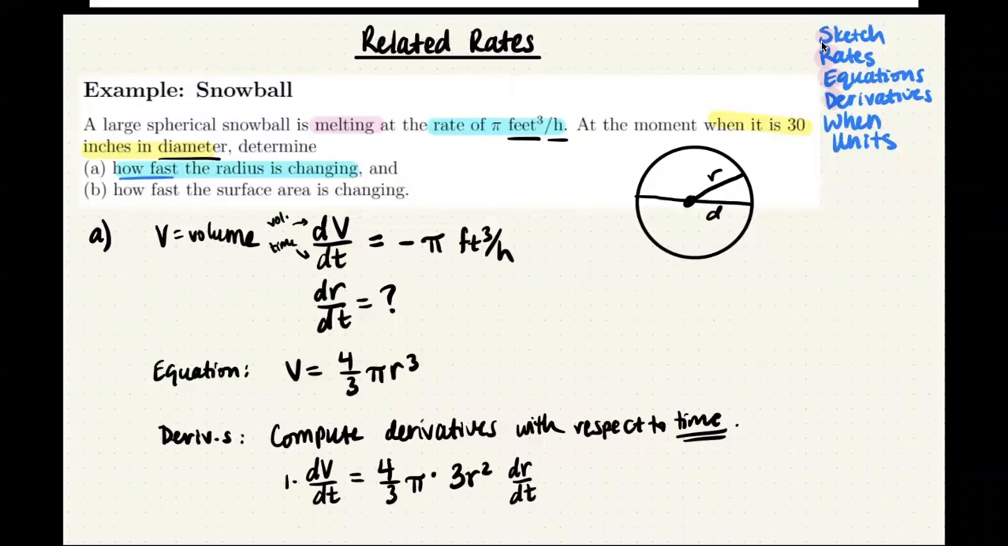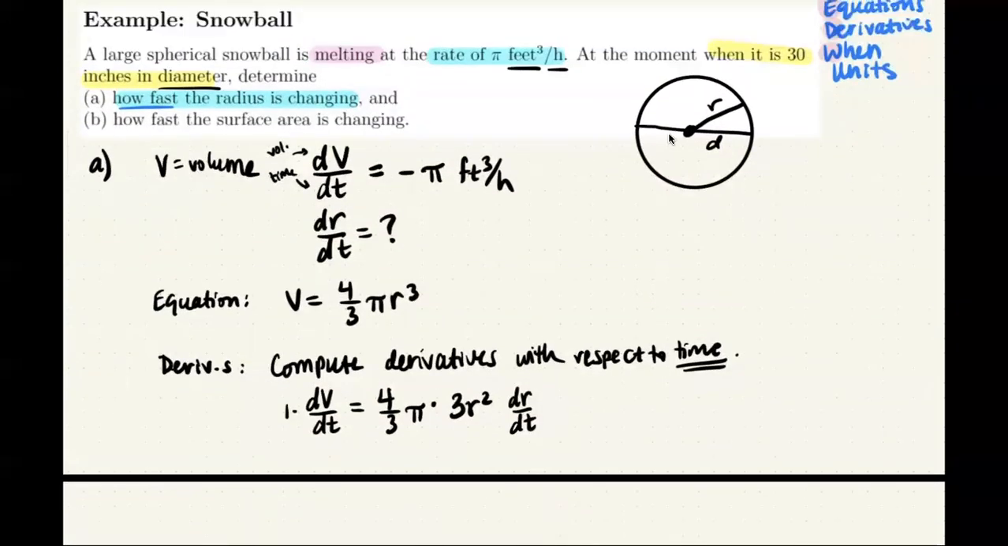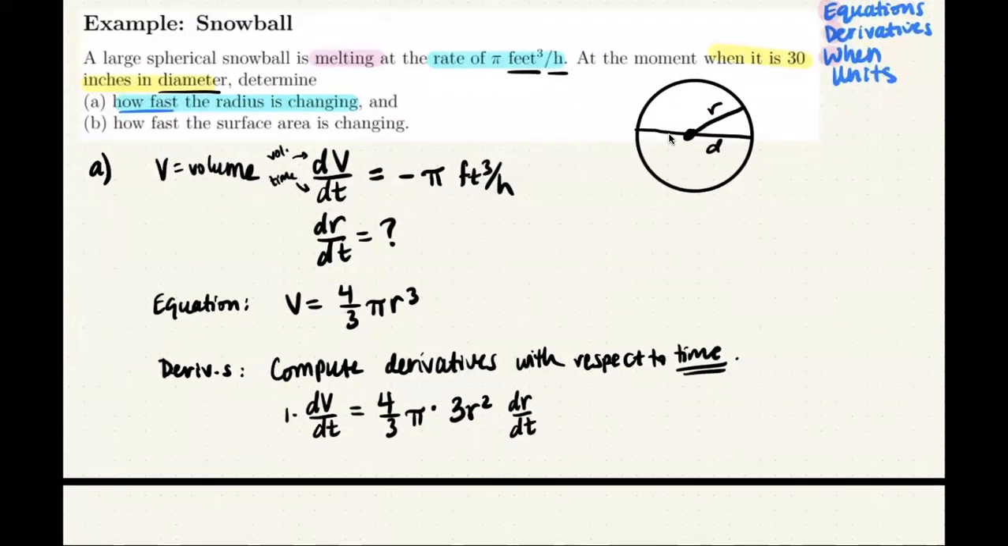All right, so now I'm going to look at the when. The when step of this process is, once we have our equation or our differentiated equation, I want to know something about when something happens. And oftentimes the when is in the question. When the snowball is 30 inches in diameter. Okay. So let's take a look first at the things we know.